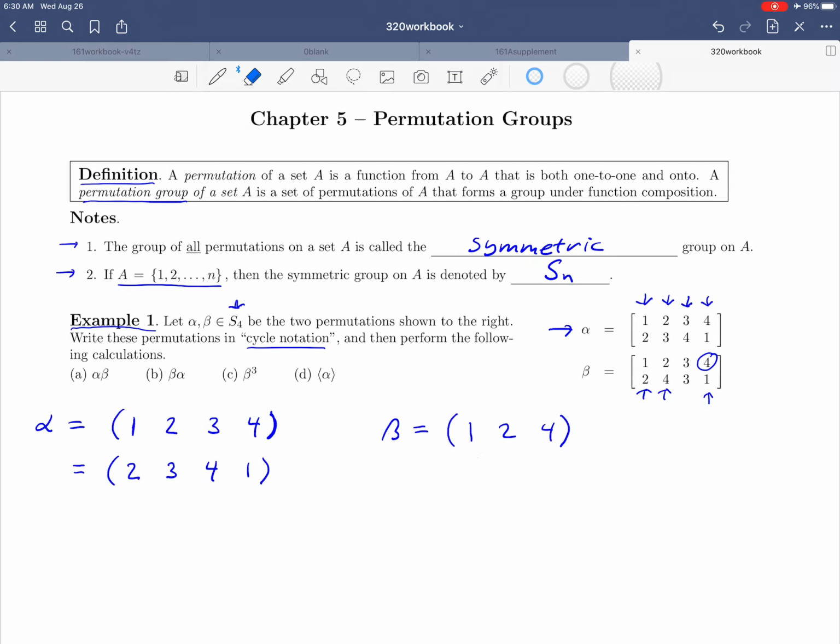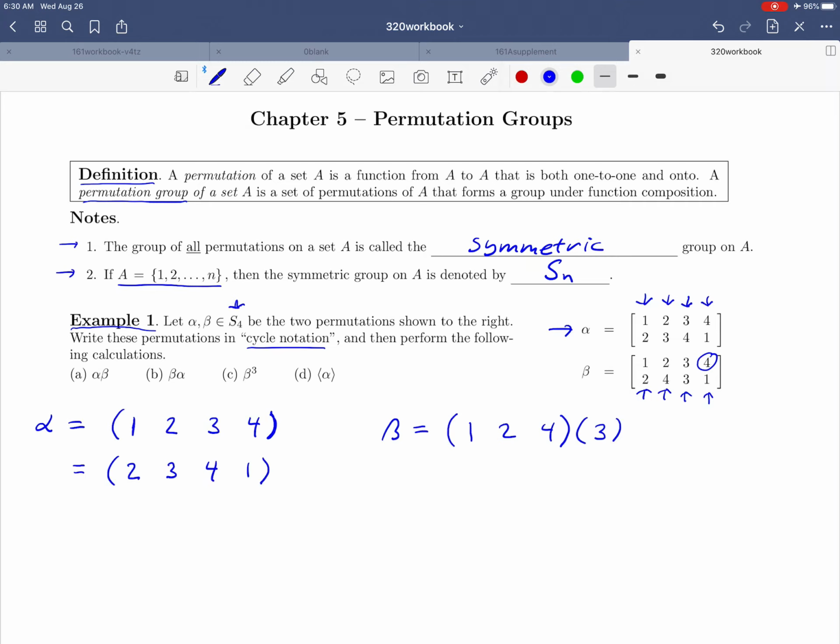But notice that there's a number missing here. What about 3? We didn't write the number 3 down. Well, we can see in our matrix over here that 3 maps to itself, and so one way of representing that fact is just to write 3 in a 1 cycle. The understanding there is that the cycle starts and ends with 3. So it's a way of saying that beta of 3 is equal to 3.